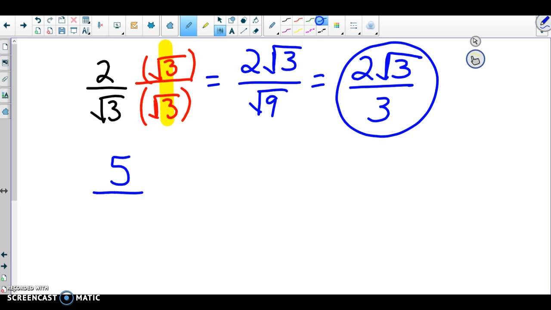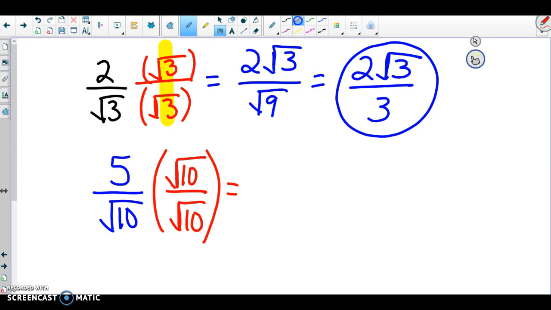Let's try this one. 5 over the square root of 10. So 5 over the square root of 10. So I can't have that denominator to be a radical, so I am going to multiply both of these by the square root of 10.